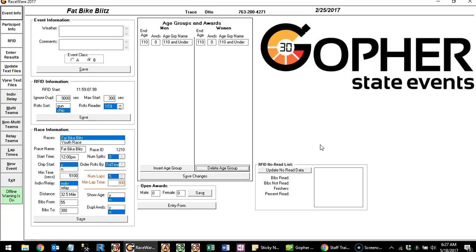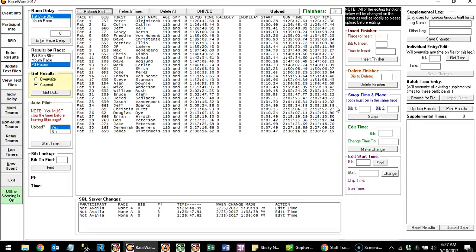So the thing to remember is this. If you have laps, like this race had five laps. This is the Fat Bike Blitz in February. That's an exciting race if you look at the results. Look at these top three people, within 14/100ths of a second. Wow. And they were like that all the way around the course.